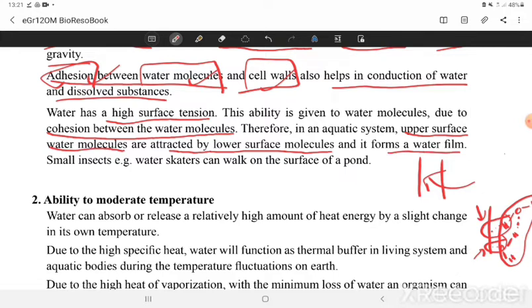So because of that, small insects such as water skaters can walk on the surface of a pond. There are physics questions also, right? Where they say calculate the force on one leg when an insect walks on a film of water. So do those questions and enjoy physics as well as biology. Try to communicate the relationship between these two subjects, right? So small insects, example water skaters, can walk on the surface of a pond.